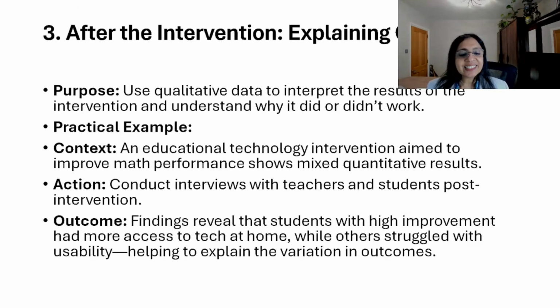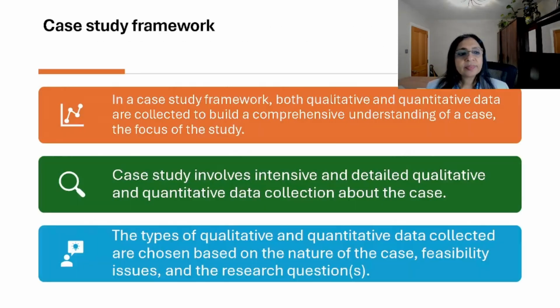The context is an educational technology intervention aimed to improve math performance, which shows mixed quantitative results. Conduct interviews with teachers and students post-intervention, and the outcome findings reveal that students with high improvement had more access to tech at home, while others struggled with usability, helping to explain the variation in outcomes.